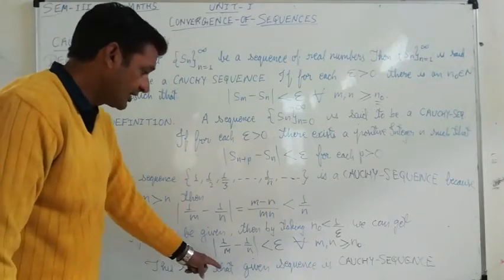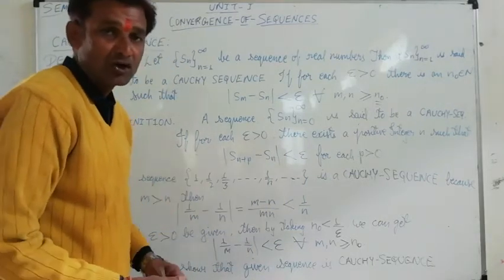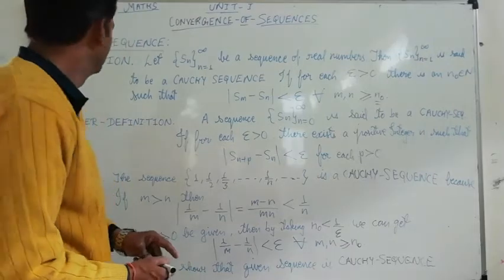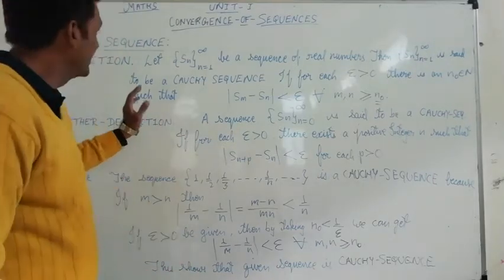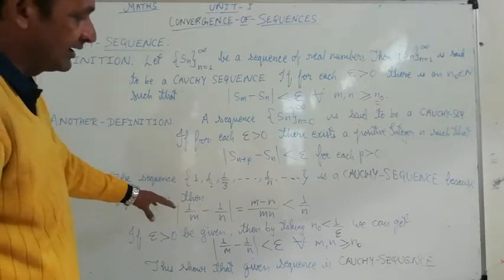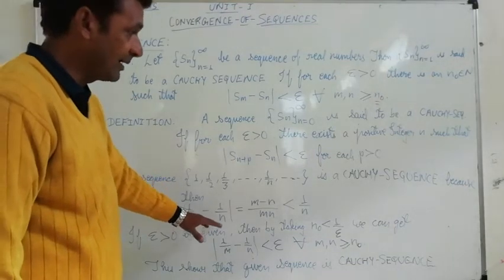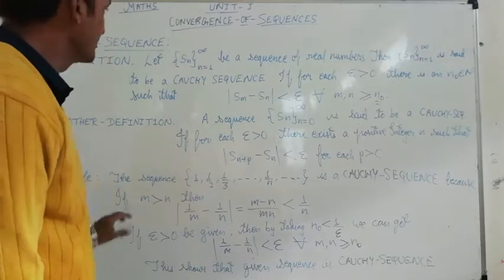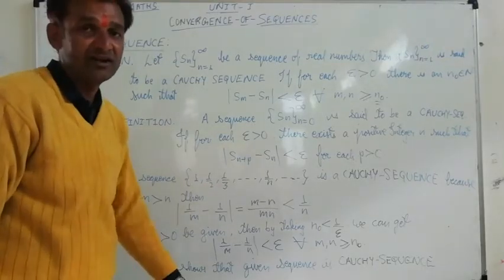So this shows that the given sequence is a Cauchy sequence. I have explained here the definition of a Cauchy sequence in two manners, and by giving one example also I have explained it. So this Cauchy sequence definition is now over.